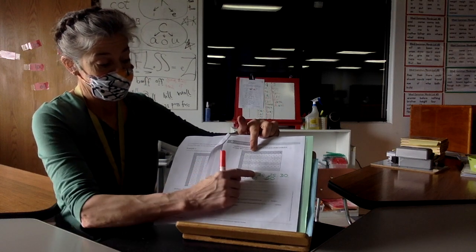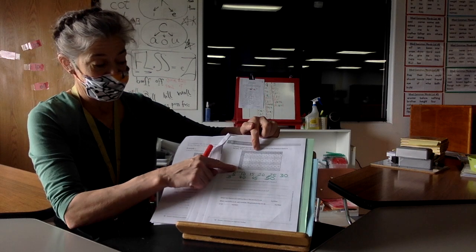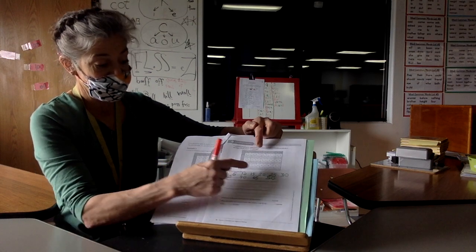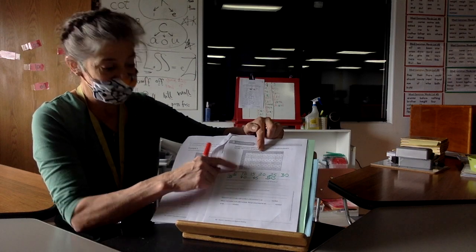Now go to 15. Look at its factors. 3 and 5. They're both what? Odd. Now go to 20. It's 4 and 5. One of the factors is even and one's odd.